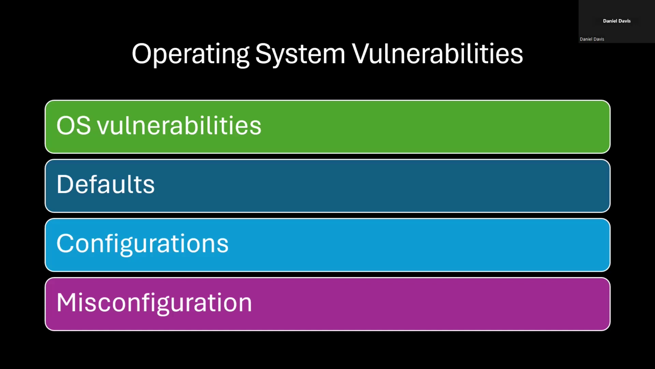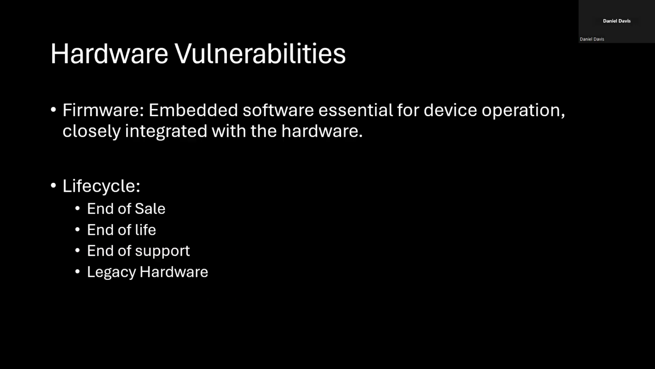Another vulnerability we can encounter is misconfiguration. This is a situation that arises due to human error, some mistake in the configuration process. Ideally, we have good processes in place that help to prevent or mitigate the risks associated with misconfiguration.